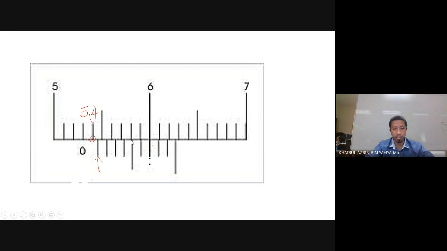Ini not straight. I think this one straight. This one no. Okay, here at 6, number 6 here. This is the straight line. So we know this is 5, this is 6, and this is 7. We use the line here and 7. So what is the answer? 5.4 and then 7. 5.47 cm. That is the answer. Okay.